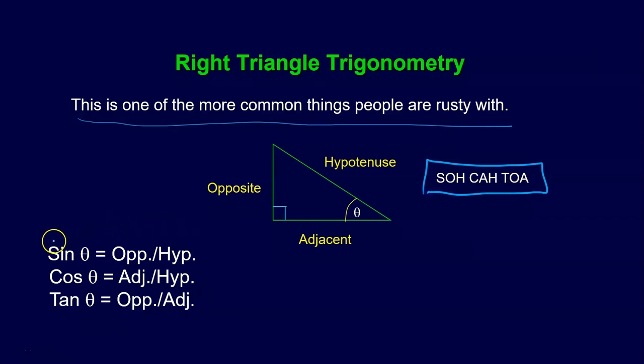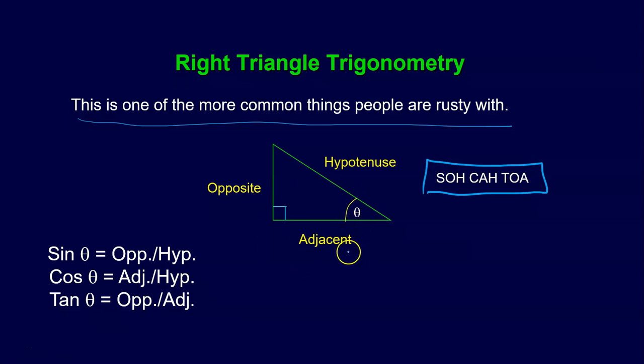And so SOH is sine is opposite over hypotenuse, CAH is cosine is adjacent over hypotenuse, and TOA is tangent is opposite over adjacent. And so basically what that means is there's these four pieces: the length of the hypotenuse, the length of the opposite, the length of the adjacent, and then the angle. And if you know two of them, you can find all the others.